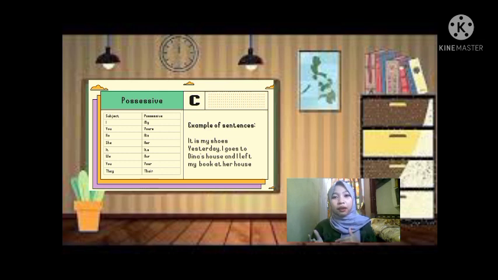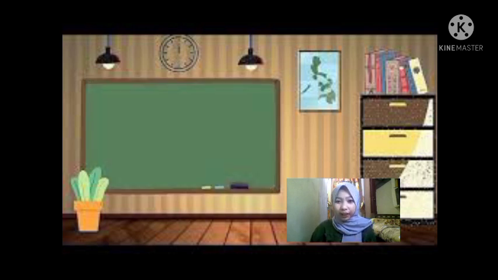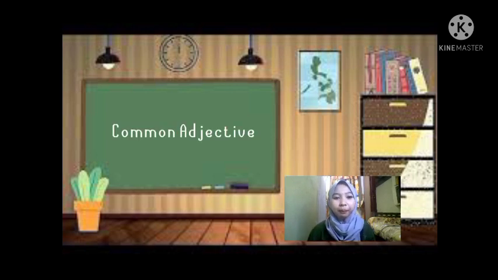Another example is, yesterday I went to Dina's house and I left my book at her house. There are two possessive adjectives in the sentence. It's my book and her house. Is it clear?